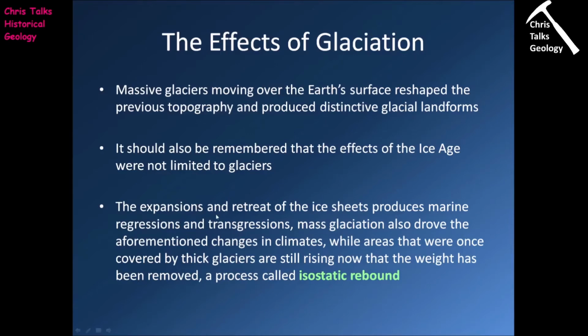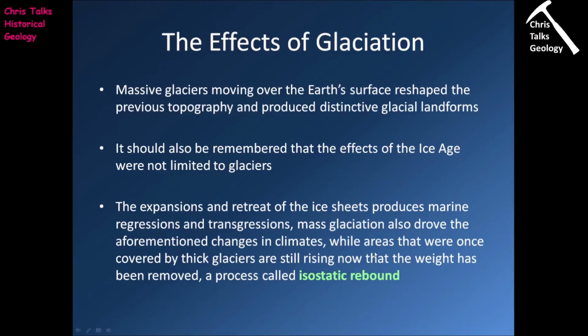Now, the expansion and the retreat of the ice sheets produced marine transgressions and regressions. This isn't a huge surprise. The more water you lock up in ice, the lower your sea level is going to be. And of course, when that ice melts, that water is going to return to the ocean basins and we're going to have a sea level rise. We can also see that mass glaciations drove changes in climate, both locally and globally.